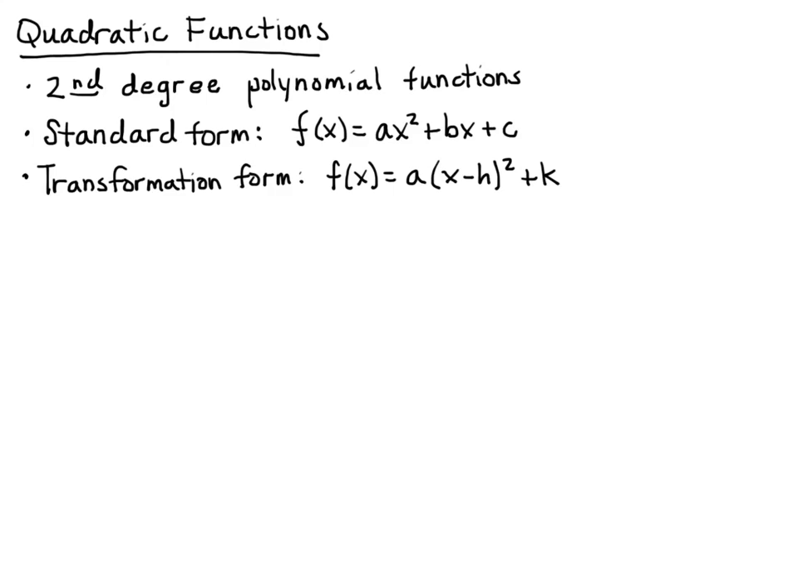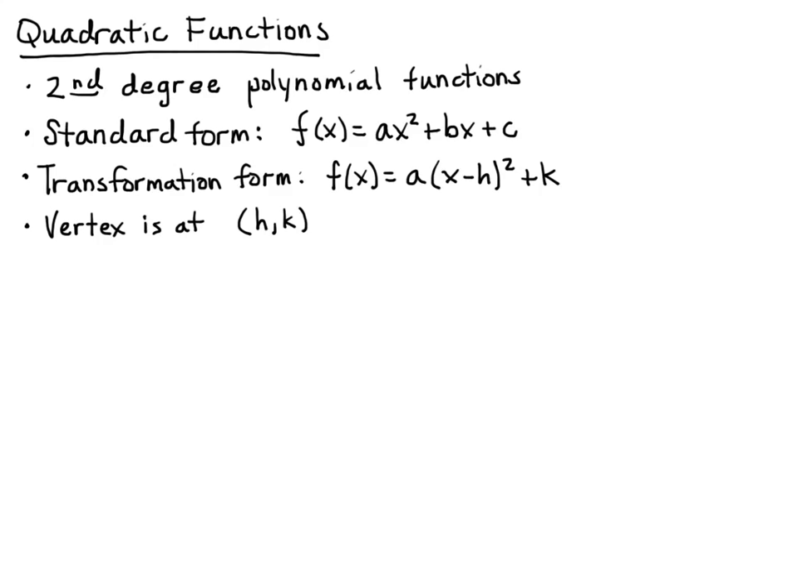Now, if you look at that very closely, you think, okay, there's our toolkit function of x squared, where we're modifying the horizontal location by subtracting h, and we're modifying the vertical location by adding k, and we're modifying the width by multiplying that toolkit function by some constant a. There are other names for this, but we're going to call it the transformational form because it tells us how this thing transforms.